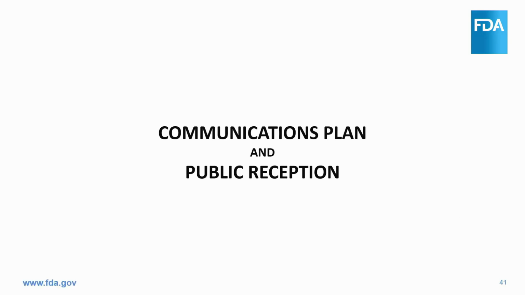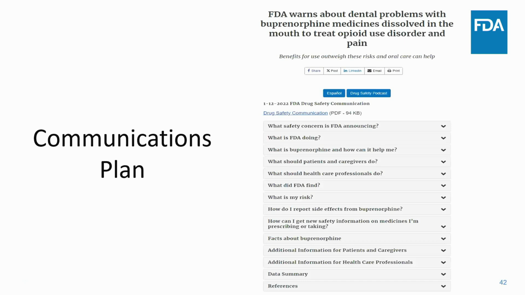Okay, so now we're at the last subsection of the talk, and then we're going to get to the Q&A panel. So I appreciate you sticking with me thus far. I want to talk about the communication plan. FDA's got a number of tools available to disseminate information. In this case, we issued, get ready for it, another acronym, DSC, Drug Safety Communication, providing information to both patients and healthcare providers about the labeling change.